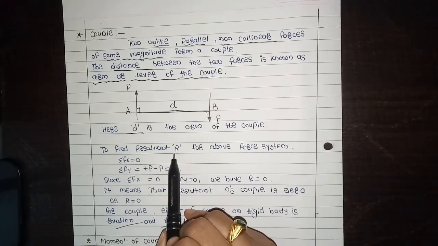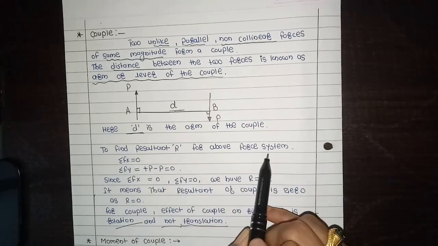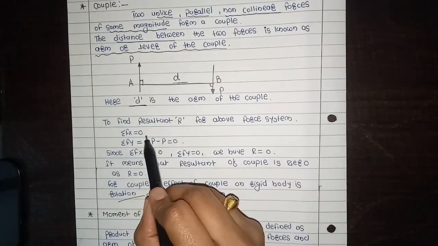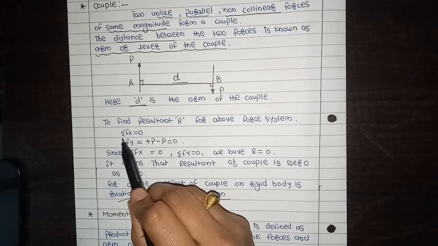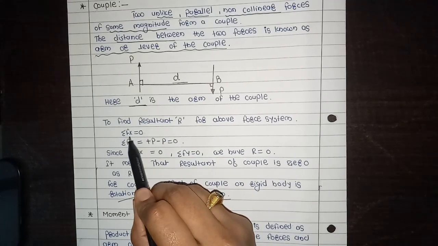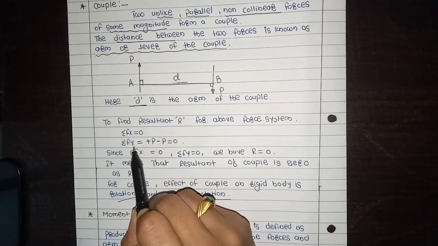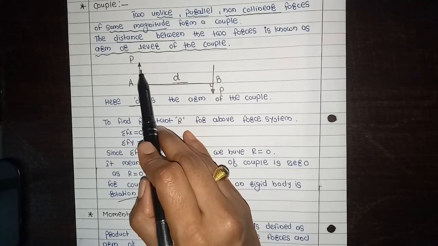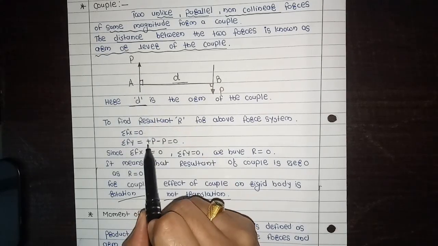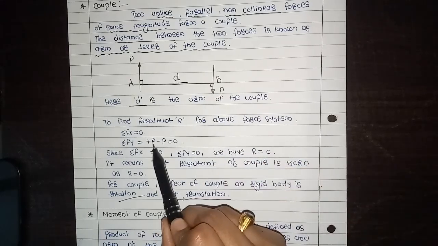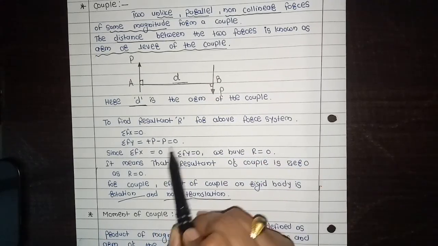To find resultant R for the above force system, summation Fx is equal to 0, meaning the algebraic sum of all x components. There is no x component, so summation Fx is equal to 0. Summation Fy means the algebraic sum of all y components. This is upward direction P force, plus P, and this is downward direction P force, minus P. Plus P minus P is equal to 0.